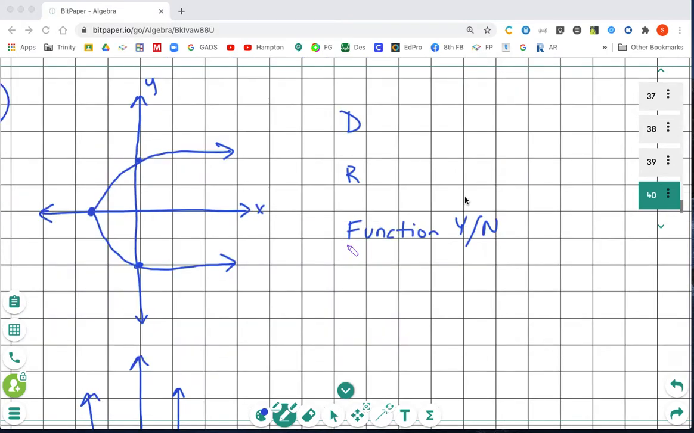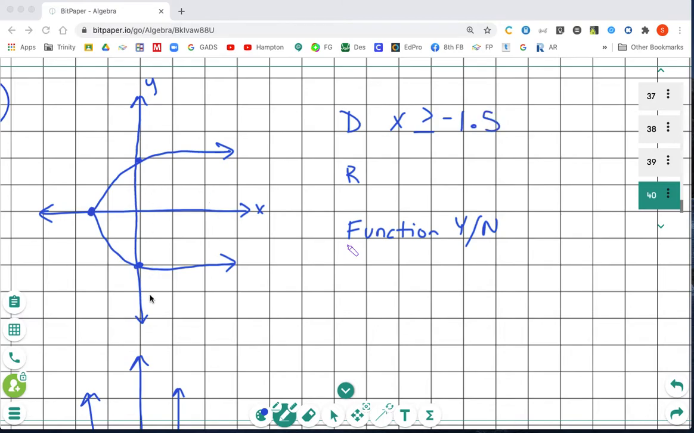All right, domain. What I'm going to do is look at my x-axis to see where my x values are on the graph. So I'm here, which looks like it's -1.5. And I can't go less than that because there's no graph past there, but I can go greater than -1.5. So my domain is going to be x is greater than or equal to -1.5.